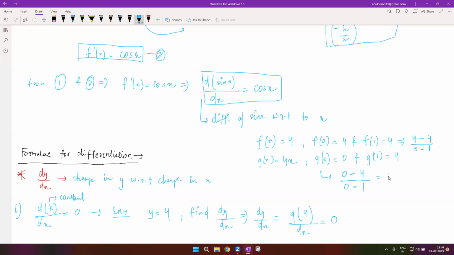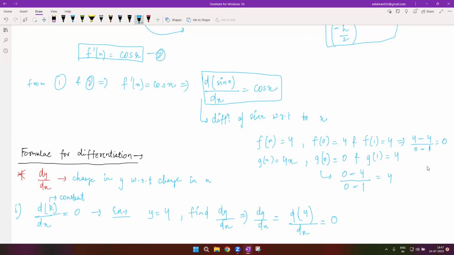What's the value? This comes out 4 here. What's the value here? This comes out 0 here. Even if you find f2, that is also 4. f3 is 4, f4 is 4, f100000 is 4. So the change in output is 0 in the case of a constant, while the change in output will take some value if the function is not constant. It can take any value.